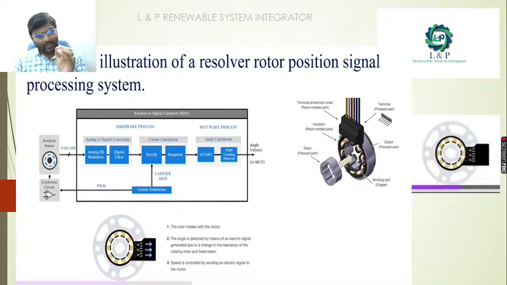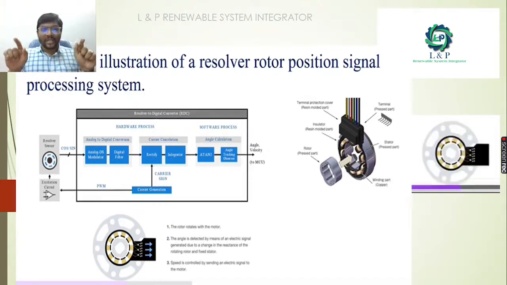When we get into the illustration of a resolver rotor position sensor, the resolver has a resolver to digital converter, that is RDC. We have a resolver which will be fixed at the sensing part. First and foremost, whenever we receive a signal from the resolver, with the help of this analog to digital converter, we are converting that analog signal into a digital signal. And we have digital filters also. So this is the most important hardware part.